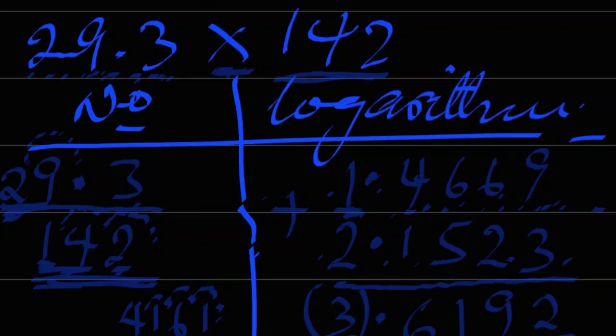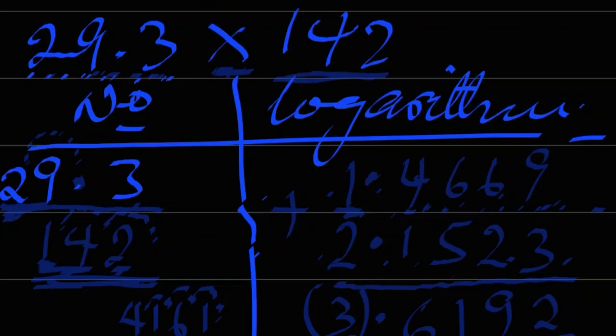This is where you write the number. The first number that we have, you write it under number, that is 29.3. Then you find the logarithm on the other side. Now let's do it. This is the rule. The first part is what we call the integer. Then the second one will be the mantissa.